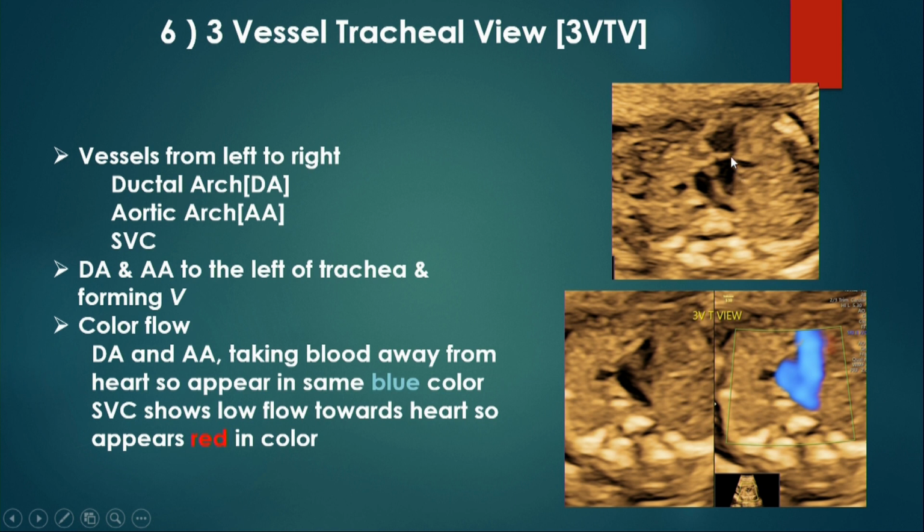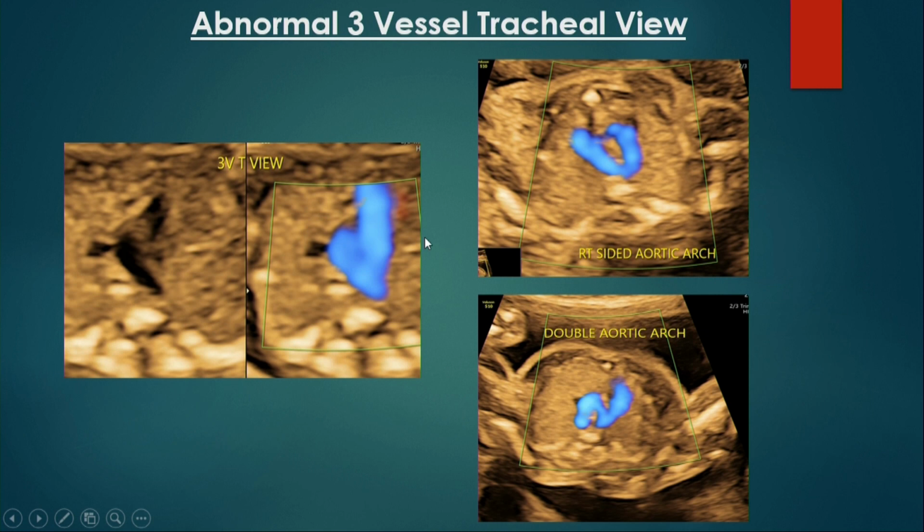As the name indicates, this is the ductal arch, aortic arch, superior vena cava, and this is the trachea. Both the ductal arch and aortic arch are going to the left of the trachea and they form a V. And on color, both are taking blood away from the heart, so both will appear in a blue color. This is a normal three vessel view.